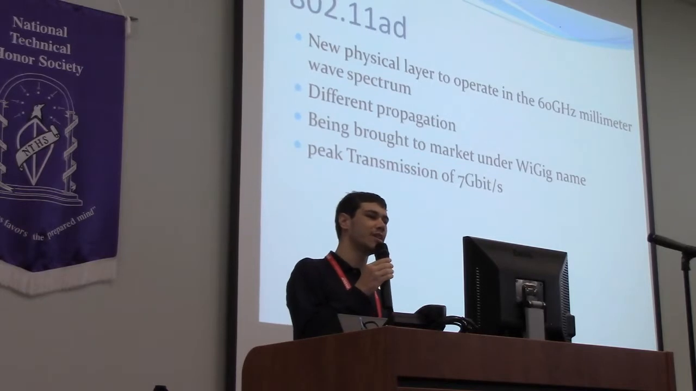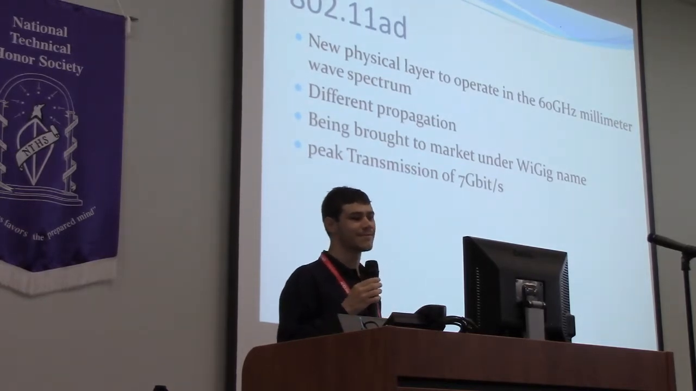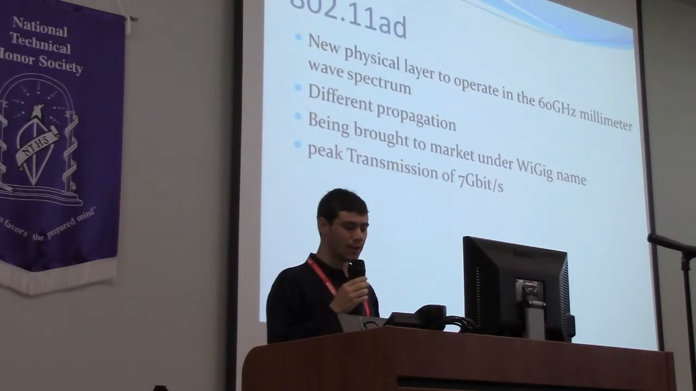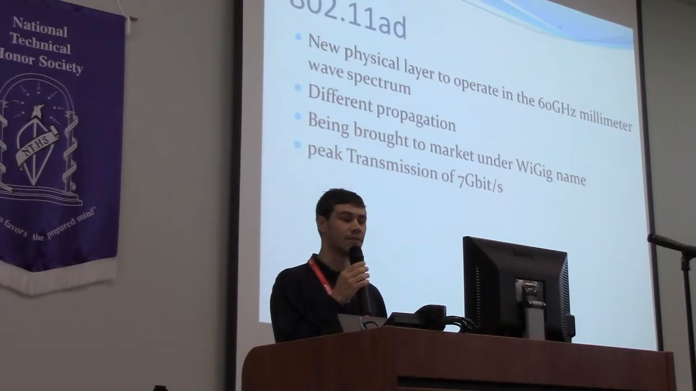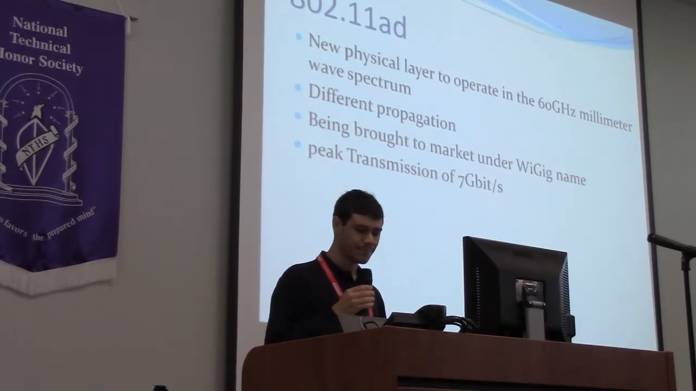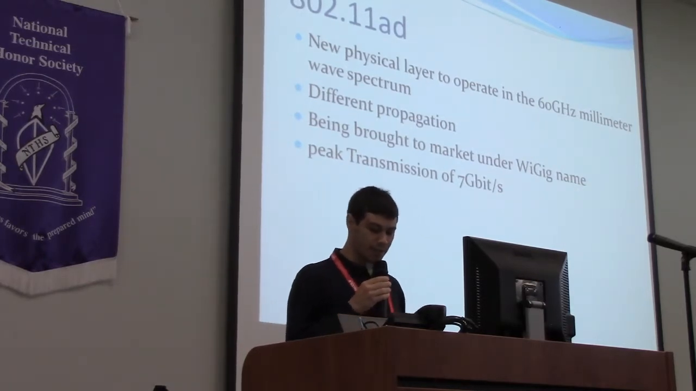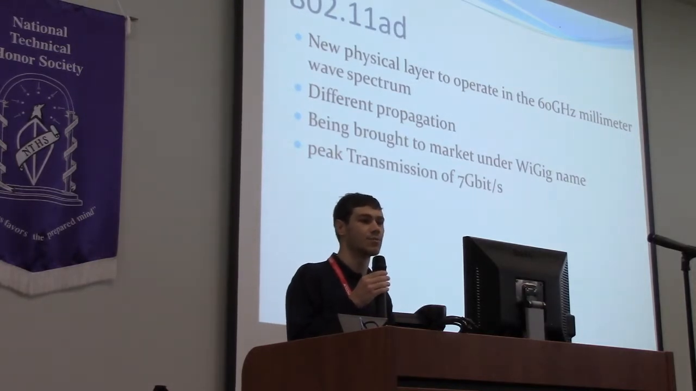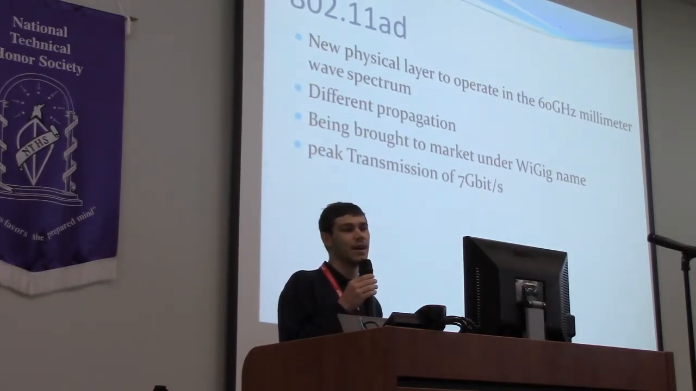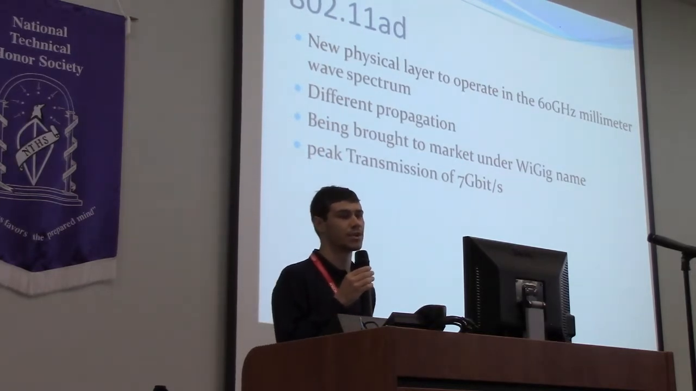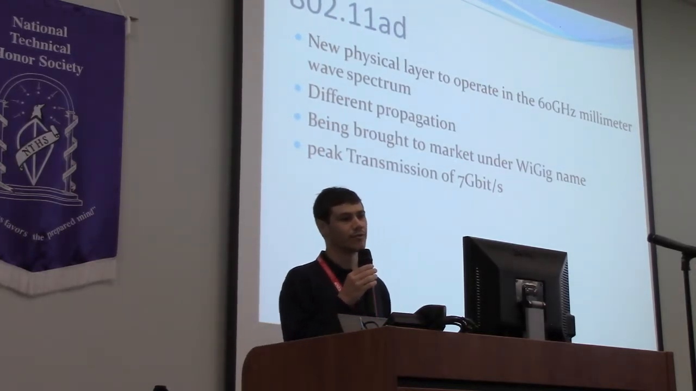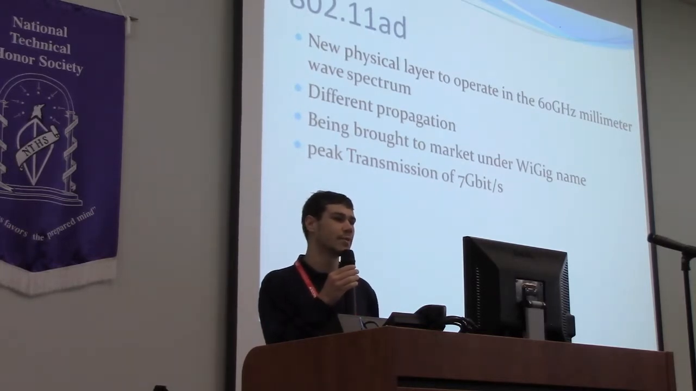Has anybody heard of 802.11ad? It's a new iteration working on the same premise of 802.11ac. It's not fully ratified yet. It's a new physical layer that operates at 60 gigahertz millimeter wavelength. So it doesn't have as high propagation basically. It's very short range, but it will provide a much faster transmission rate. So you're looking at going from, basically, 1.3 gigabits a second to 7 gigabits a second.